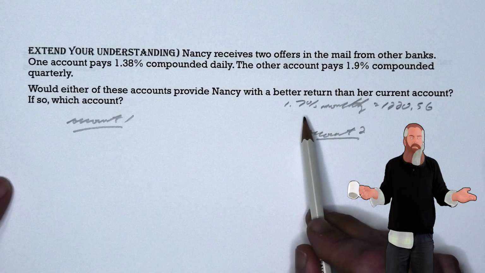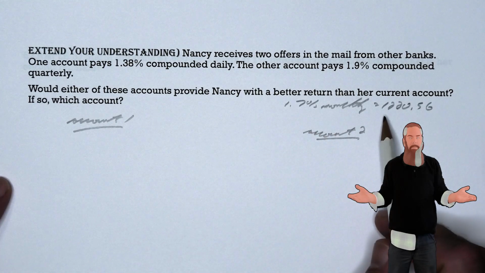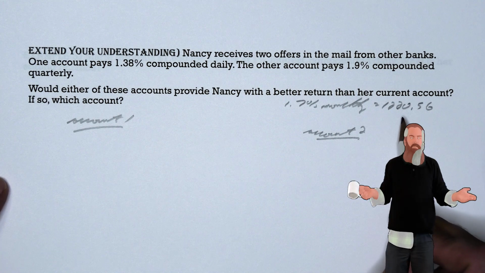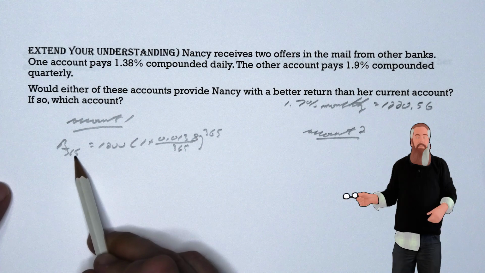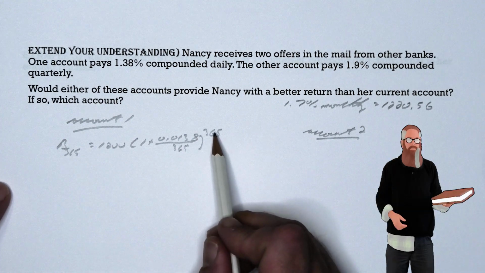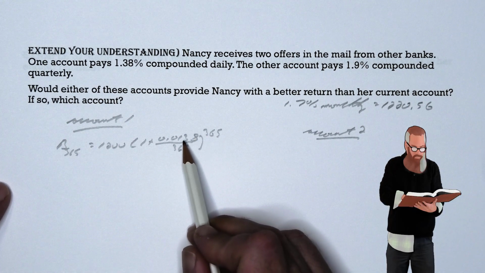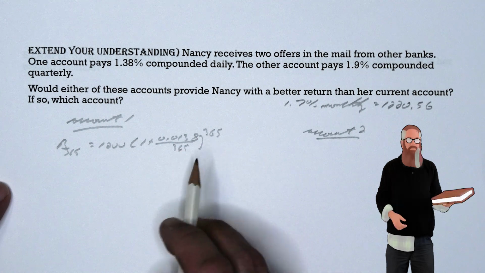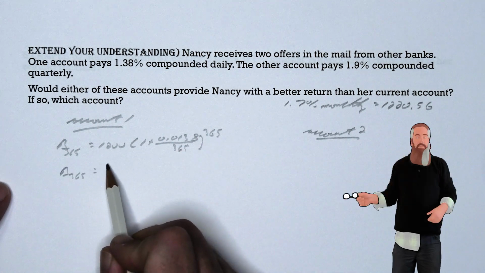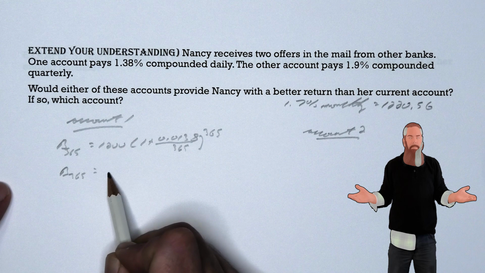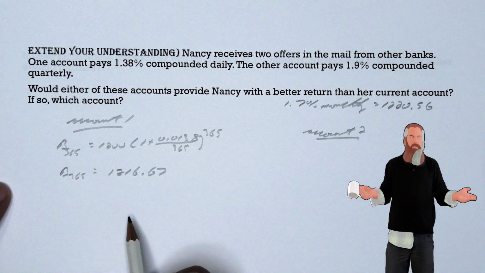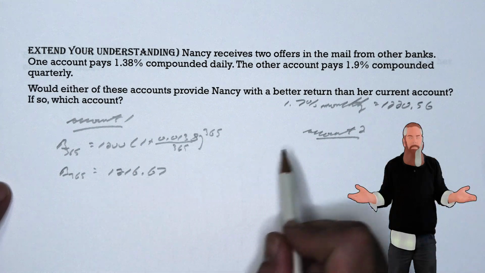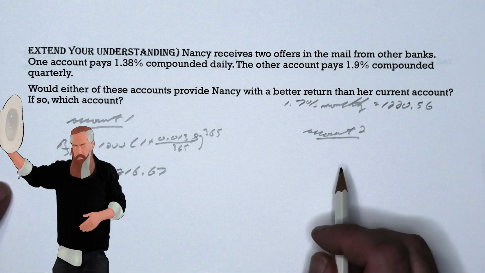We know at 1.7% monthly, she's going to have $1,220.56 in her account. So we set up the balance for 365 days using 365 and the interest rate as both the numerator, the denominator, and the exponent. This means in 365 days compounded daily, she will have $1,216.67, which means this is not a better deal than her 1.7% monthly.